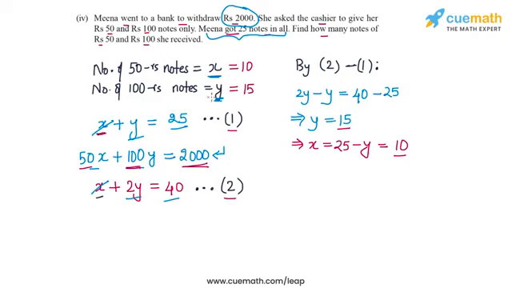And now we can verify whether this answer is correct. The total number of notes is 10 plus 15 or 25. This aligns with the fact that Meena got a total of 25 notes, and the total value of these notes will be, the total value of the 10 50 rupees notes will be 500, and the total value of the 15 100 rupee notes will be 1500. So 500 plus 1500 is 2000, and that aligns with the fact that Meena got a total of 2000 rupees. So our answer is correct. The number of 50 rupees notes is 10 and the number of 100 rupees notes is 15.